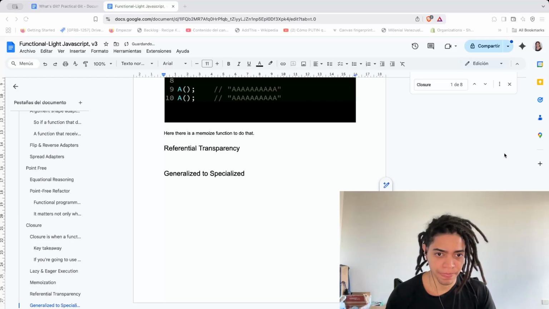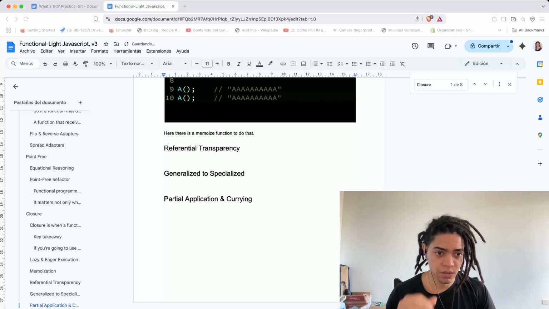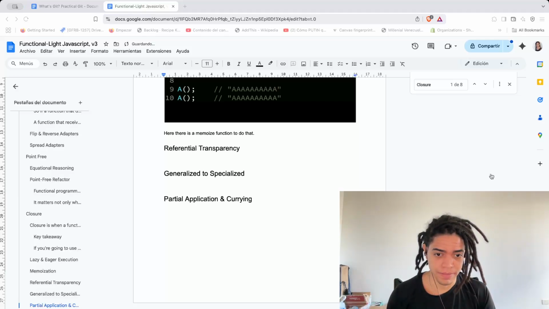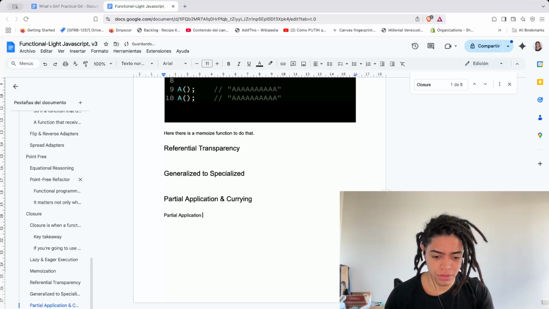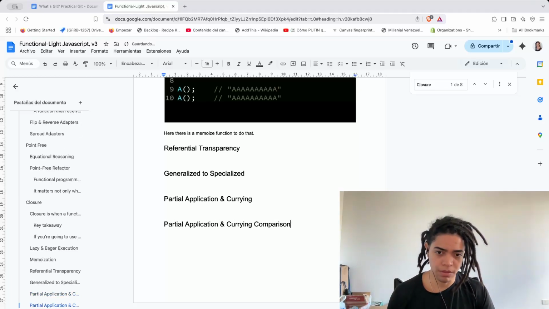Partial application and currying. And then we have the partial application and currying exercise, right? Oh, partial application and currying comparison. All right, let's get into this.